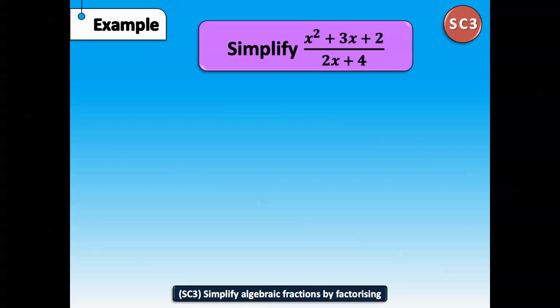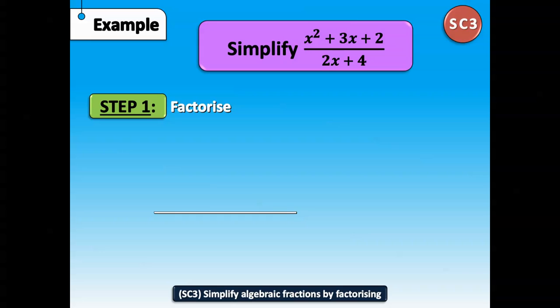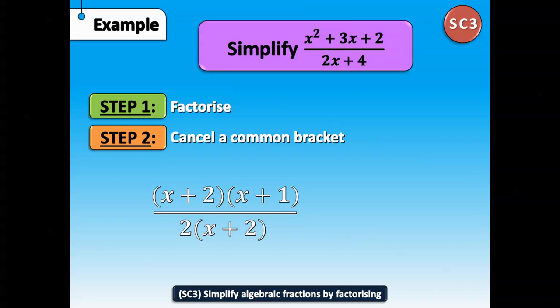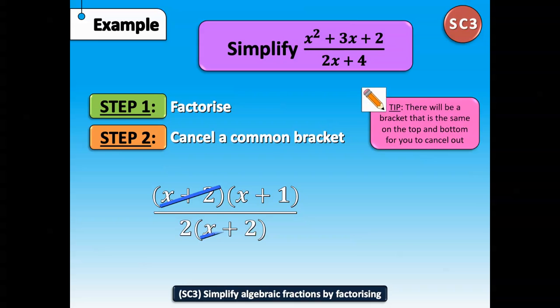So we want to be able to simplify this algebraic fraction. So we start by factorising. So we factorise the quadratic on top into x plus 2, x plus 1. And we can factorise the bottom to 2 brackets x plus 2. Now we can cancel out a common bracket. So that means what bracket am I timesing the top by and the bottom by? Well, I'm timesing the top and the bottom by x plus 2. So I can cancel that out. So I'm left with x plus 1 over 2.